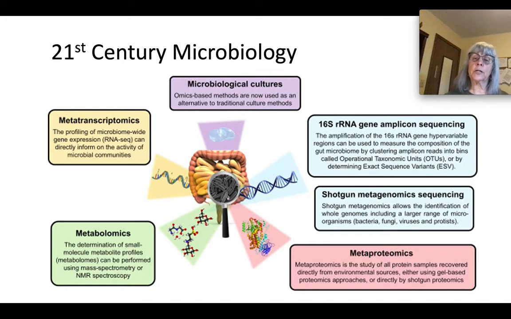Another one that uses the genes is shotgun metagenomics, which is you're not using just a gene or a part of a gene. You are using all the genes or the whole genome of that microorganism. And in that way, by sequencing the whole genome, you are able to identify the organism.